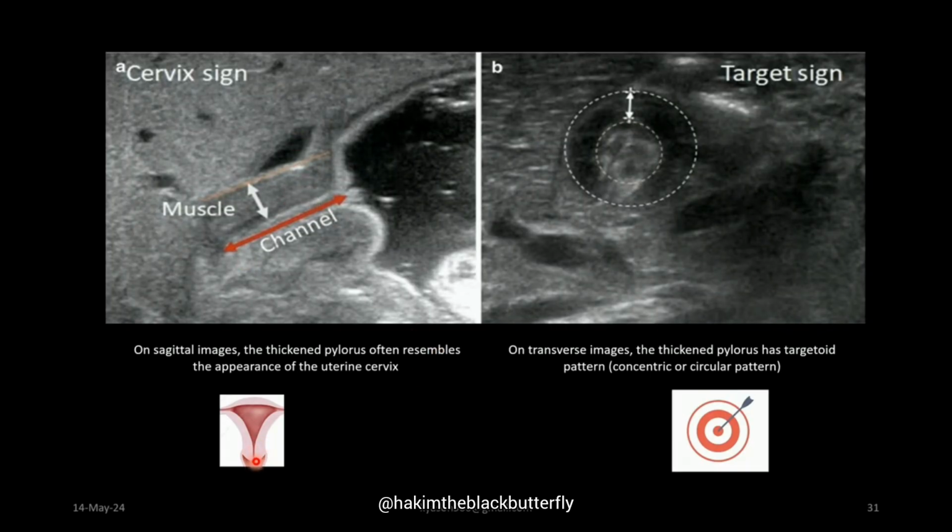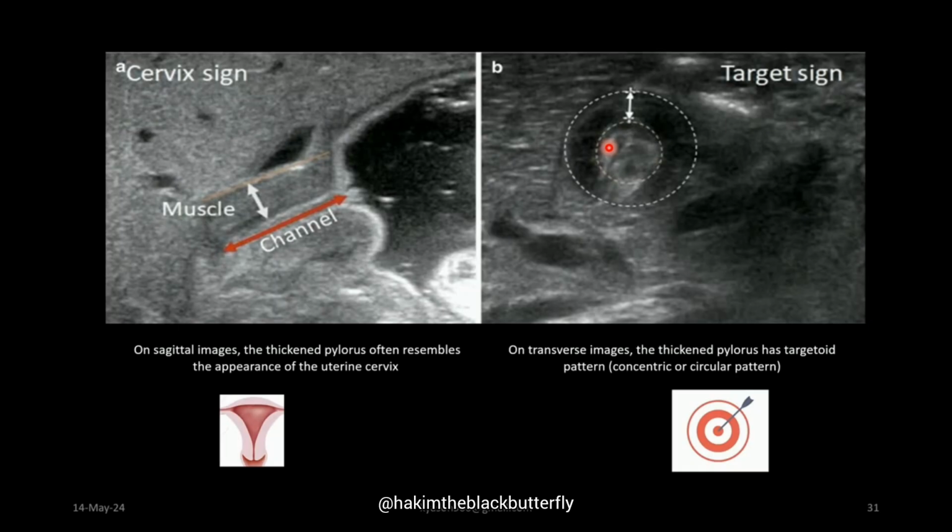Then this transverse image can show you what we already mentioned. This is the muscle layer that has been hypertrophied, and this kind of orientation will resemble the target sign. You all know those targets that you always hit. Your pylorus in transverse is going to appear like the target sign because of the increased thickness of the muscle layer. Okay, something similar to this. Those are the sonographic features of pyloric stenosis.